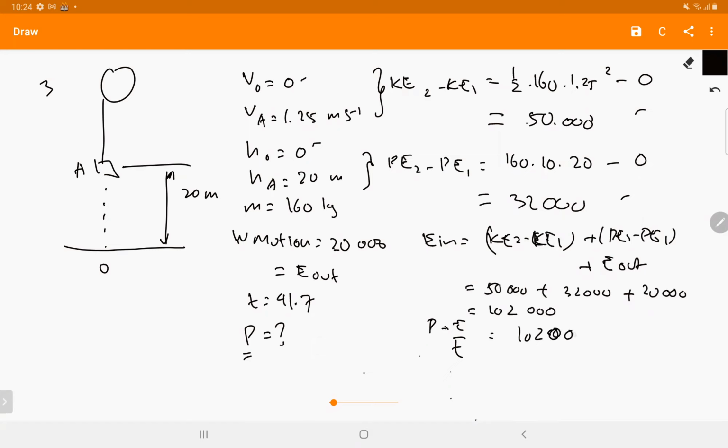Wait, sir, I think the kinetic energy is wrong, sir. Hold on, let me check here. It's 125, not 125,000, sir, just 125, because the velocity is only 1.25. Yes, it is.